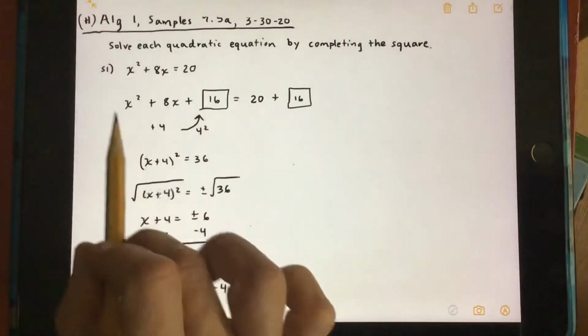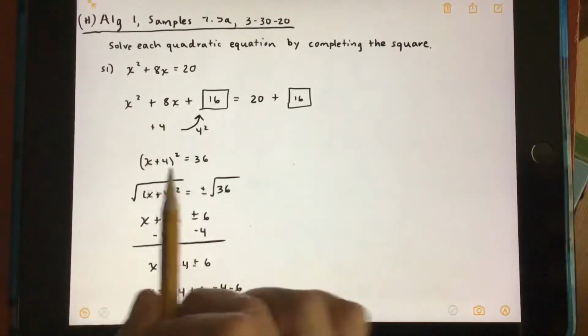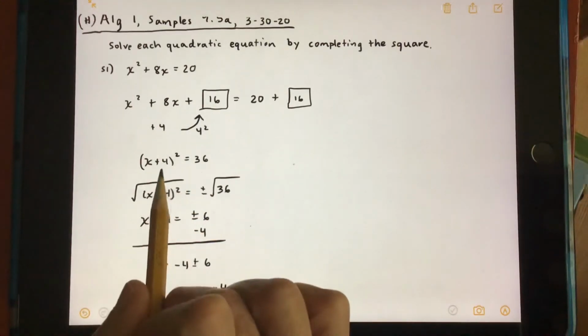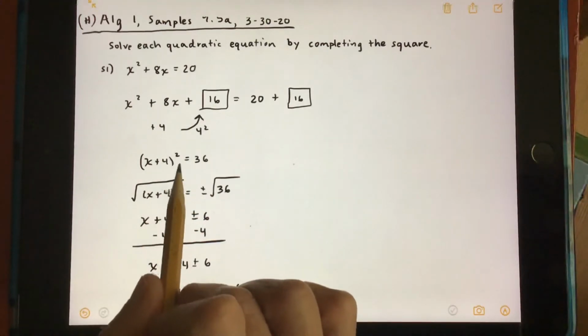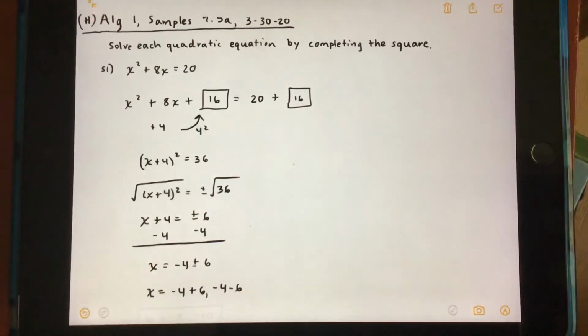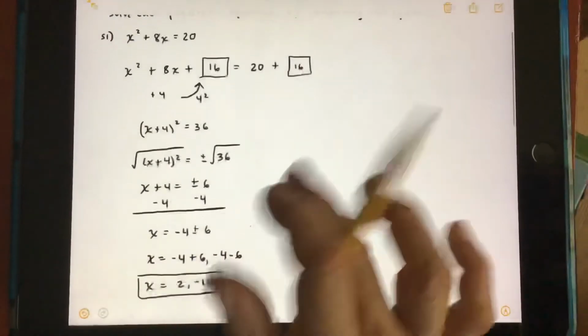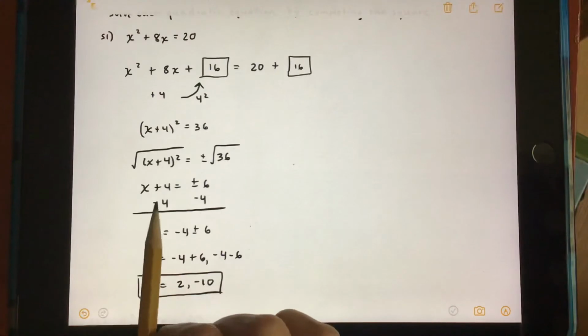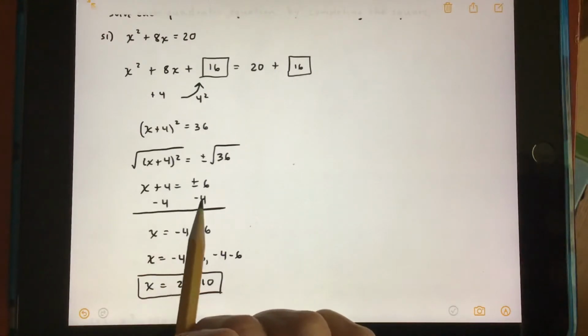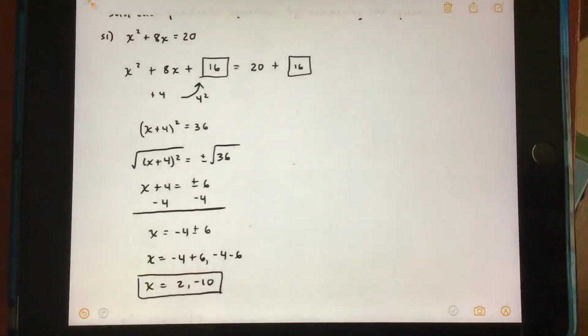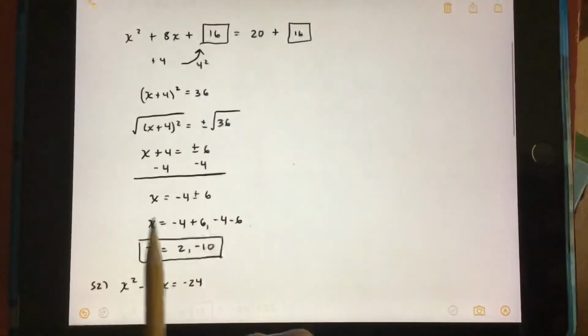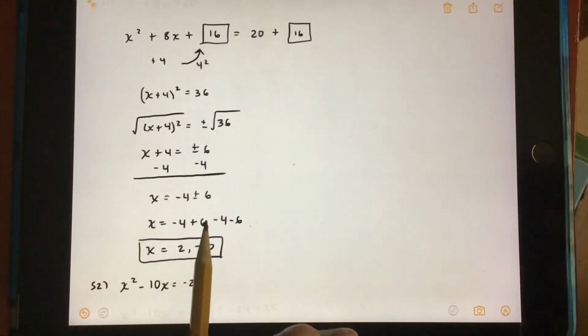So we're going to rewrite this perfect square trinomial that we just built as the square of a binomial. We're going to pull that plus 4 right into the parentheses that we're squaring. And then over here, 20 plus 16 is 36. Then we take the square root of both sides. That will leave us with x plus 4 equals positive or negative 6, since the square root of 36 is 6. Then we subtract 4 on both sides, and we'll have x equals negative 4 plus or minus 6.